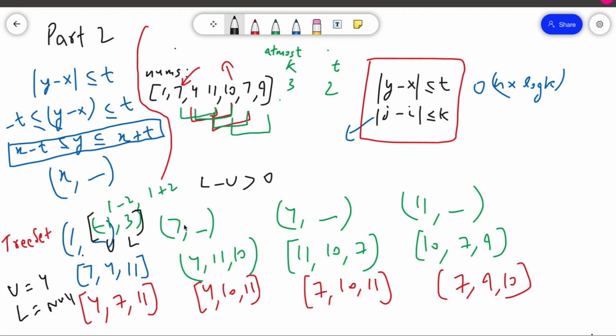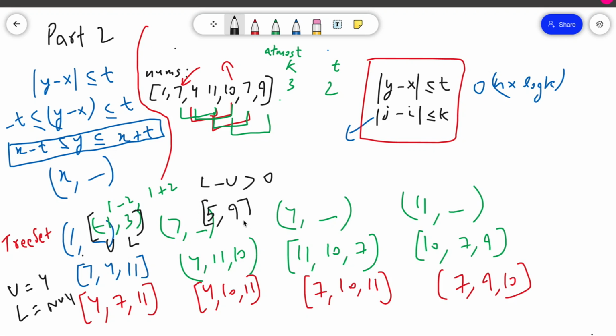We will delete 7 from our tree set and insert 10 in our tree set data structure. So the current state of the tree set data structure becomes 4, 10 and 11. Then we will compute the range of the next number of our pair. So 7 minus 2 is 5, 7 plus 2 is 9.